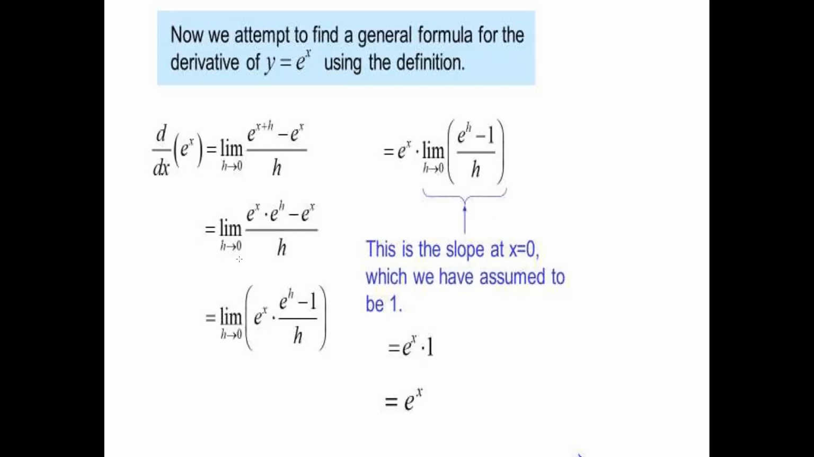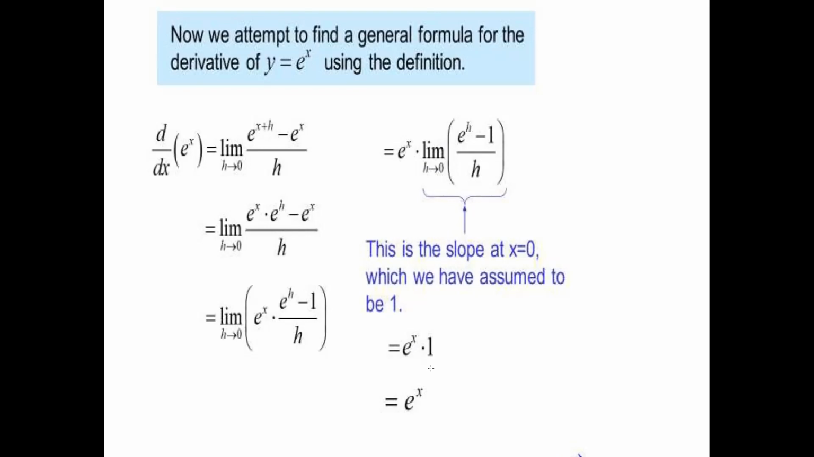So after performing this limit, we all know the formula of limit h tends to 0, e to the power h minus 1 divided by h equal to 1. So ultimately it becomes e to the power x into 1. So e to the power x. So it is a very interesting function. Derivative of e to the power x becomes e to the power x itself.